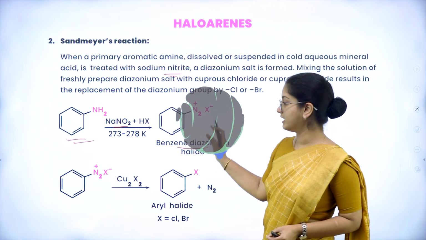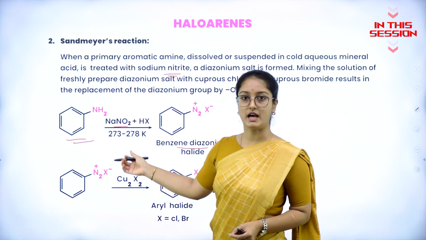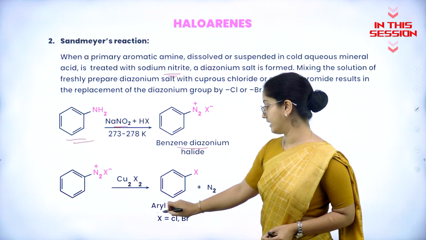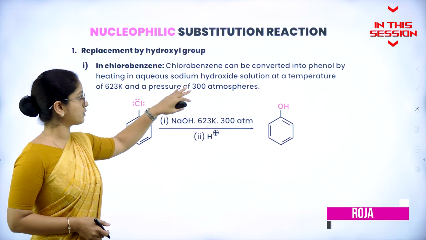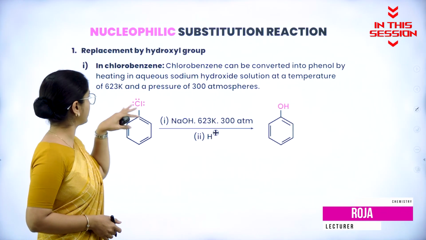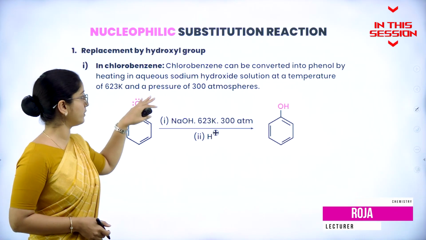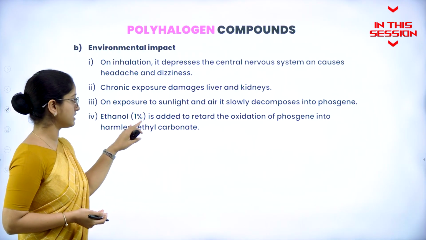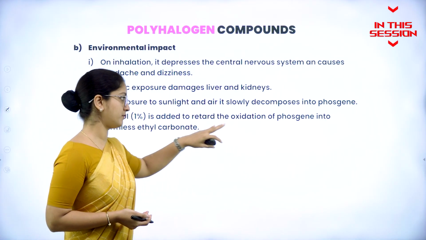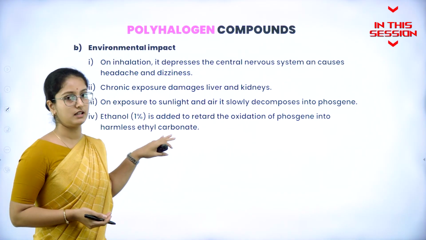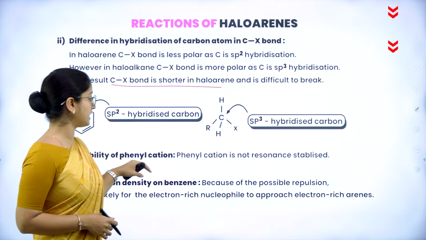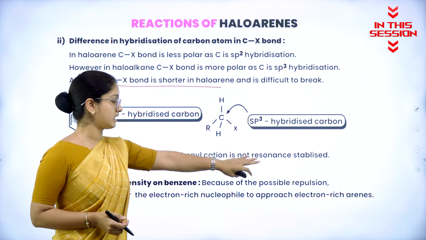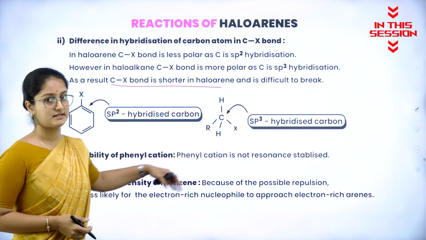This salt can be further treated with cuprous halide. So therefore you get aryl halide. Heating in aqueous sodium hydroxide solution at a temperature of 623 Kelvin and a pressure of 300 atmosphere. So ethanol of 1% is added to retard the oxidation of chloroform into harmless phosgene. The instability of phenyl cation. Phenyl cation is not resonance stabilized, so it is an unstable molecule.